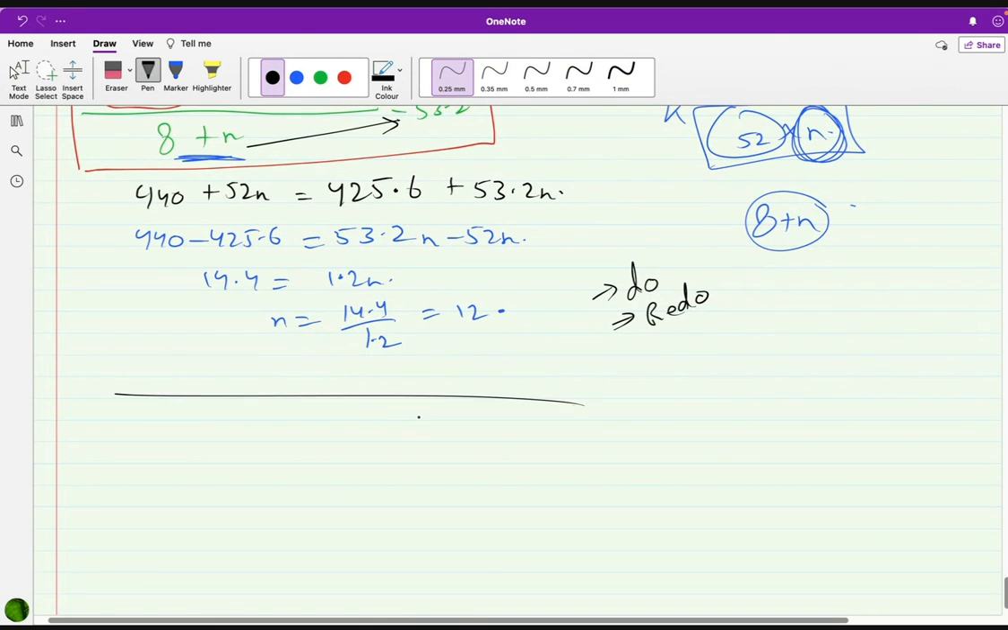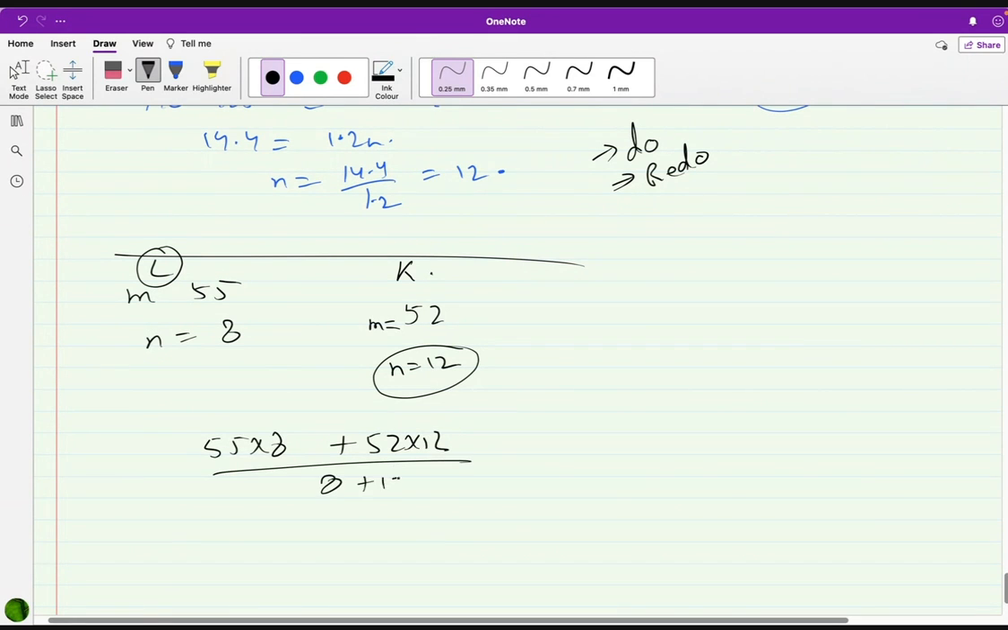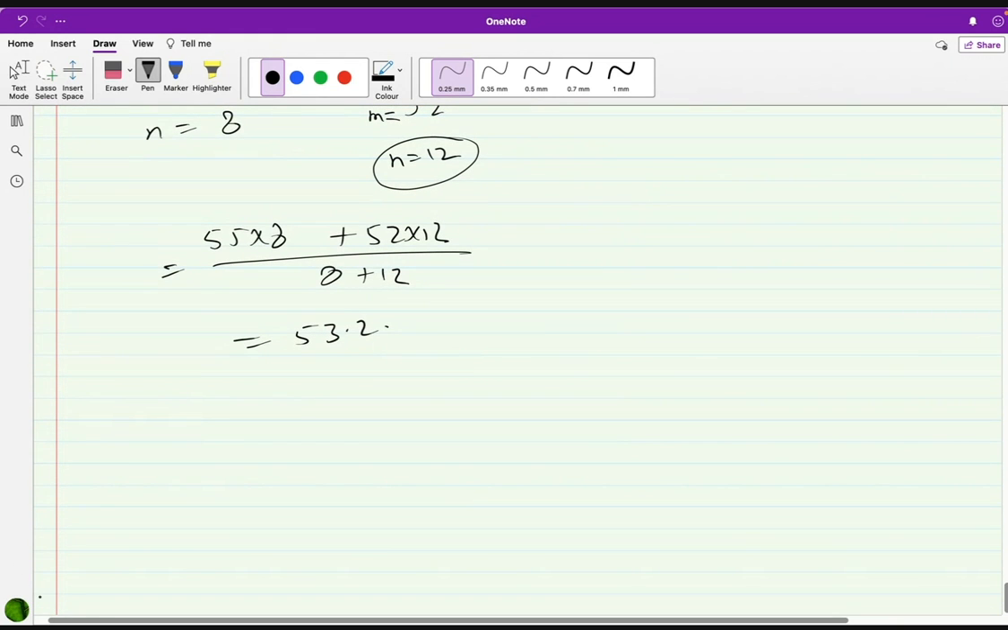Just for quick understanding, mean of leopards was 55, number of leopards were 8. Now we know that mean of kangaroo was 52 and number of kangaroos were 12. Firstly, this was unknown. So if someone would ask combined mean, what will we do? We will add grand total mass 55 into 8 plus 52 into 12 and divided by 8 plus 12 and we'll get 53.2. It was initially given and one of the numbers was unknown.